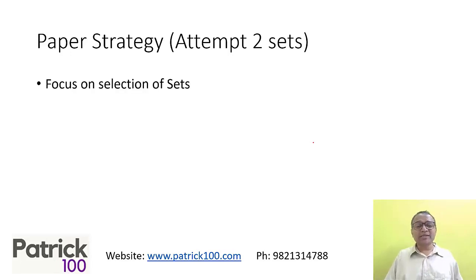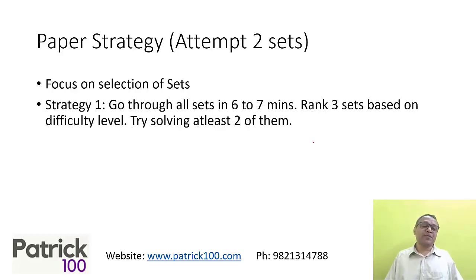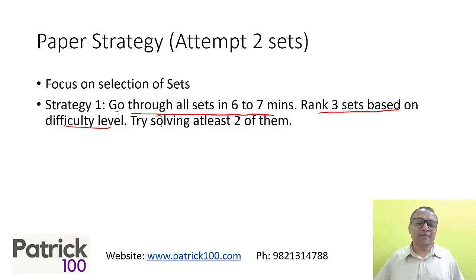If you're attempting 2 sets, again you have to focus on selection of sets because you're going to leave 2 sets. If you spend time solving difficult sets, you'll end up wasting a lot of time. Again, selection of sets becomes important. There are 2 strategies. First, go through all the sets, but here take less time per set, maybe 1.5 minutes per set. And rank them. One set you know is very difficult, leave that completely. And rank the other 3 sets based on difficulty level: 1, 2, 3. And try solving at least 2 of them.